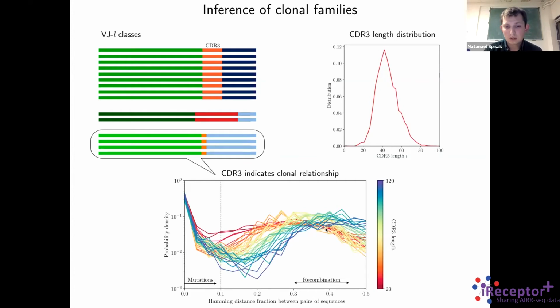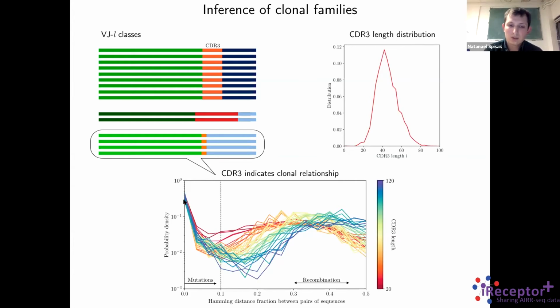identify this bimodal structure where the first peak is there because of the related sequences, and its width is due to the mutation rate, whereas the second one is simply distances between pairs of independent recombination events.